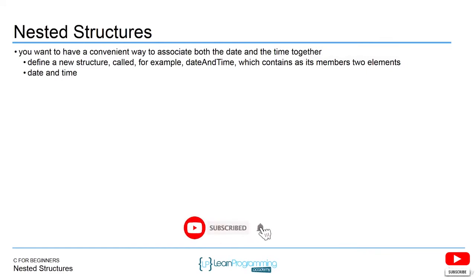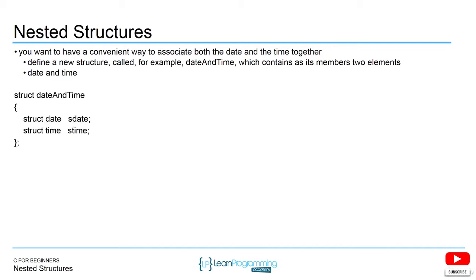We can define a new structure called, for example, date and time. This would contain as its members 2 elements, a date and a time, which are both structures. So we now have a nested structure. We have a structure named date and time that contains 2 other structures. Something like that. And the syntax is very similar to creating other structures. The only thing different here is inside the actual structure as the element names, you have the struct keyword, the name of the struct, and then the variable name. So in this case, we're creating a date and time struct, and we have 2 structs. One's of type date, one's of type time, with 2 variables, sDate and sTime.